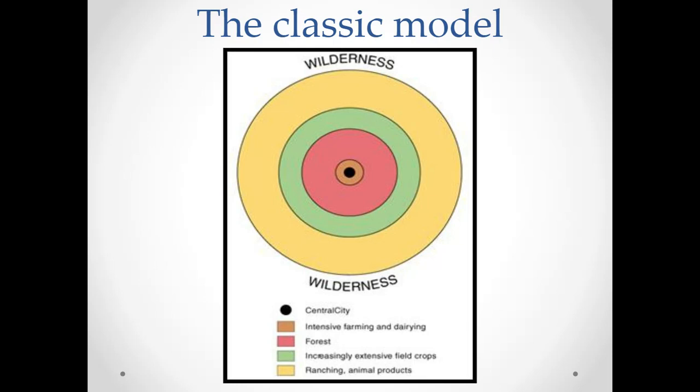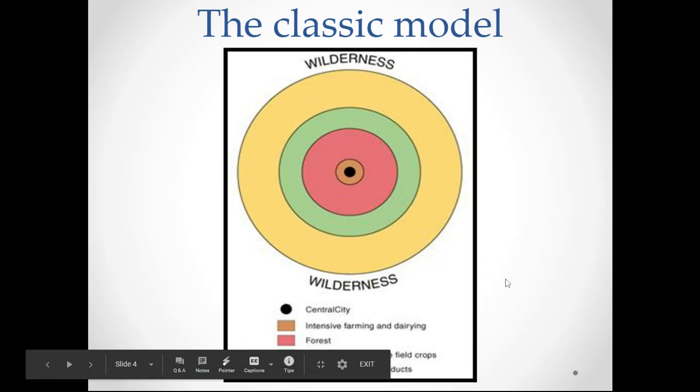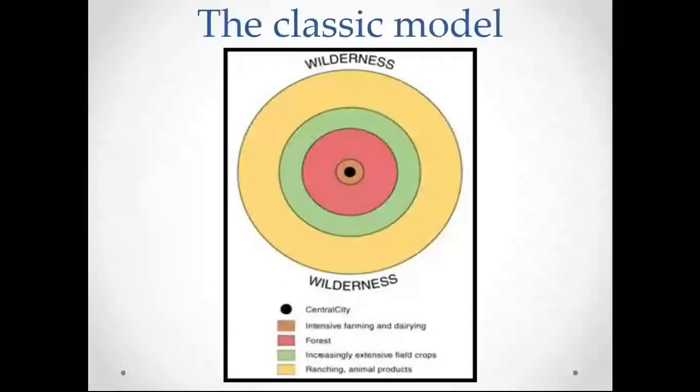If you think about it, of course you would have dairy farms located close to the central city, because dairy does not tend to keep well. That's kind of an idea you have to think about: the products being produced closer to the central city are there for a reason. So dairy would be closer to the market because it tends to spoil faster than, say, animals that are living outside of that. In addition to that, we've also got increasingly intensive field crops. And then we have forest outside of that as well.